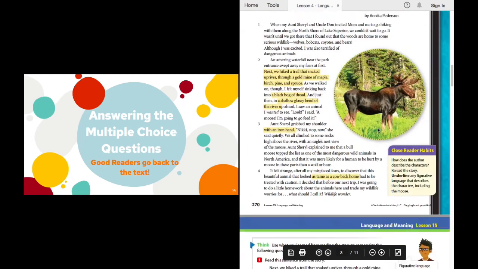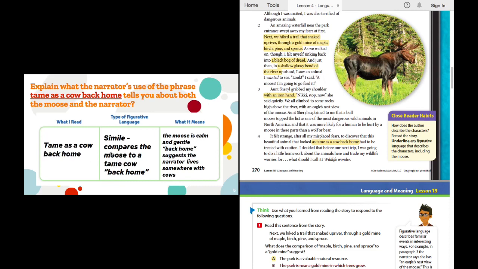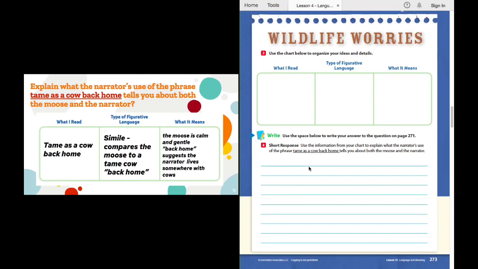So first I need to figure out what they were even saying. So they said as tame as a cow back home, right? Tame as a cow back home. And this is a simile. It compares the moose to a tame cow back home. The back home tells me that the narrator probably lives somewhere with cows and that they are probably more comfortable with animals, and that's why it felt comfortable with the moose. So the moose is calm and gentle, right? Because it's tame as a cow. And this is a simile because it says the word as, right? As a cow. So now we're going to put it all together and merge that into one answer.